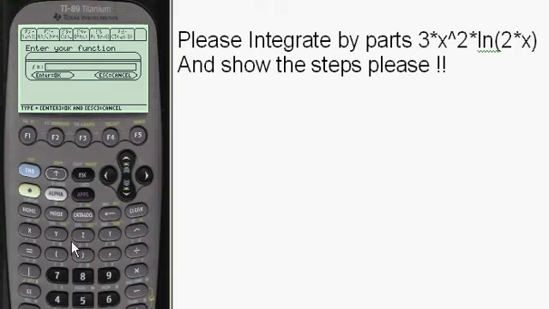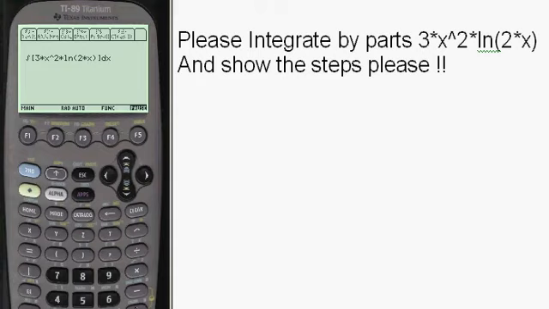You press alpha first, 3 times x squared times second log of 2 times x, close off the parentheses, and then I show you the function that you've entered, and you can change it if you made a mistake or say it's okay. And we do the problem.